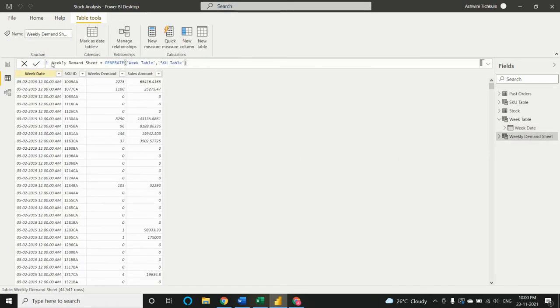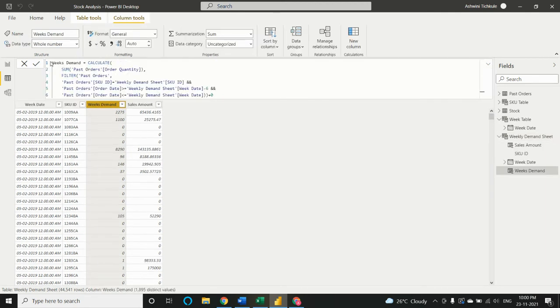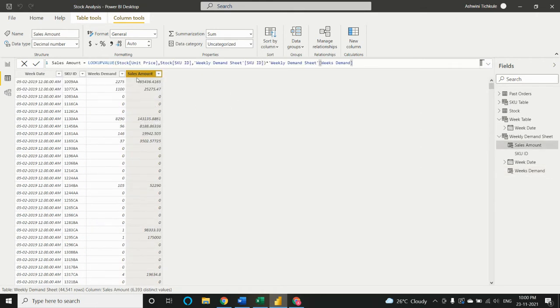Okay, so the next table is the weekly demand sheet. For generating the weekly demand sheet table, we generate it from the week table and the SKU table. From the week table we get the week date, and from the SKU table we get the SKU ID. Then for the week's demand, we need to write this DAX and then generate the week's demand. After that, we need to do one DAX calculation for the sales amount. Sales amount equals LOOKUPVALUE of stock unit price, stock SKU ID, weekly demand sheet SKU ID, multiplied by weekly demand sheet week's demand. By calculating this formula, we get the sales amount.